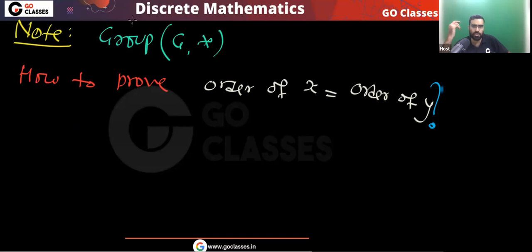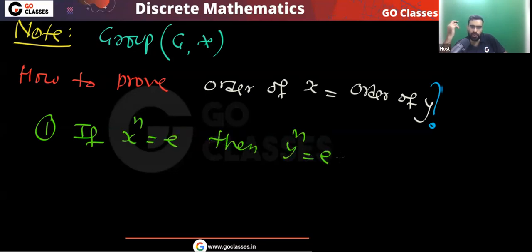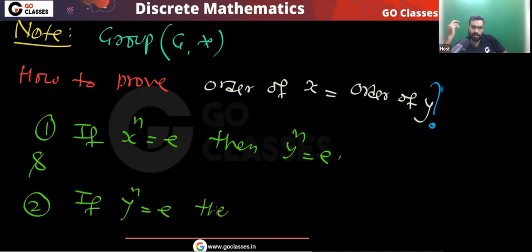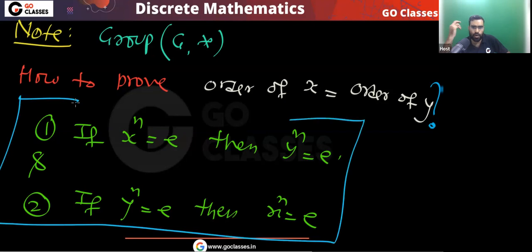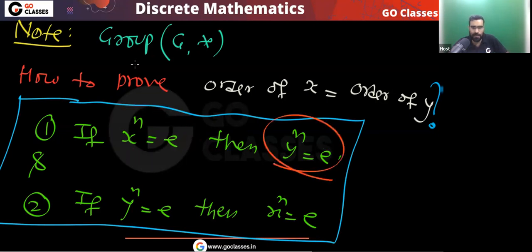I told you that two things you need to prove. If x power n is the identity element, then show that y power n is the identity element, and if y power n is the identity element, then show that x power n is the identity element. These two things you need to do to prove that order of x equals order of y.